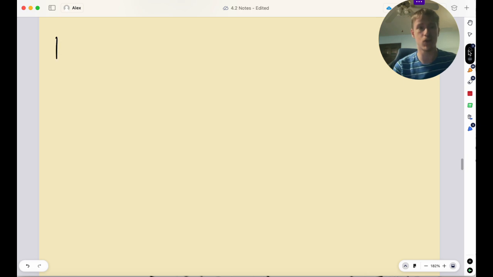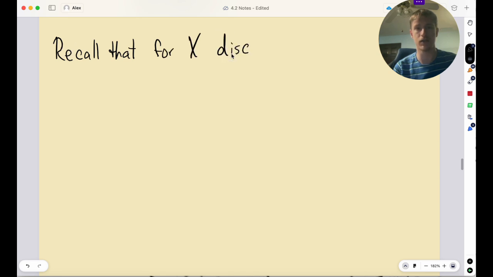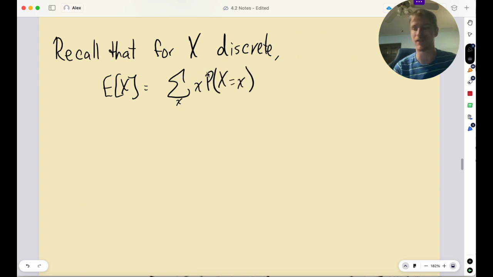Today we're going to continue talking about the expected value of a random variable x. So go ahead and recall that for a discrete random variable x, the expected value was just the sum over all possible x of x times the probability that X was equal to x.